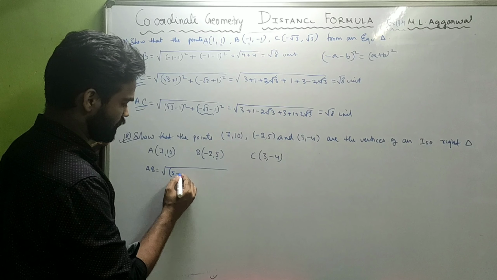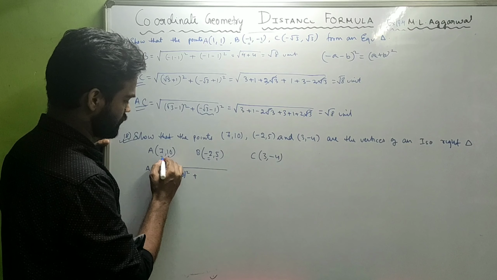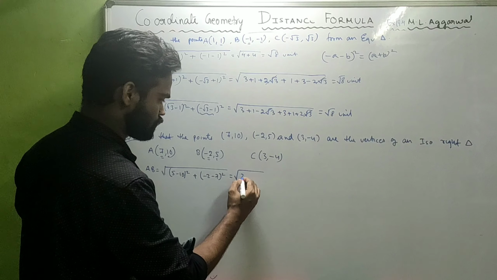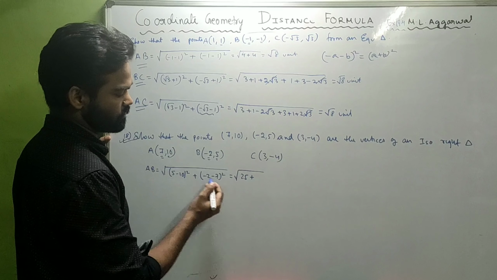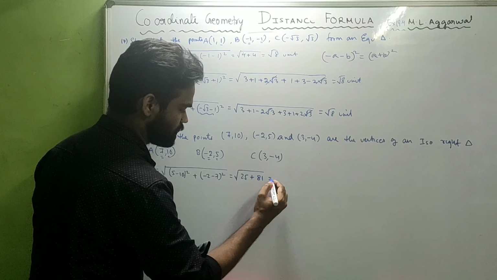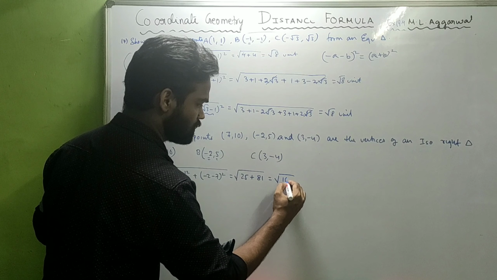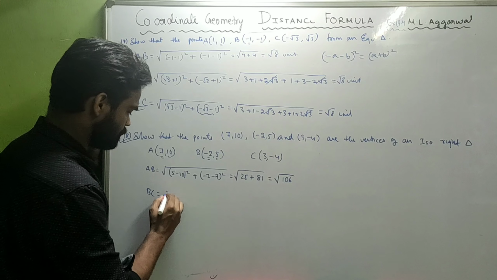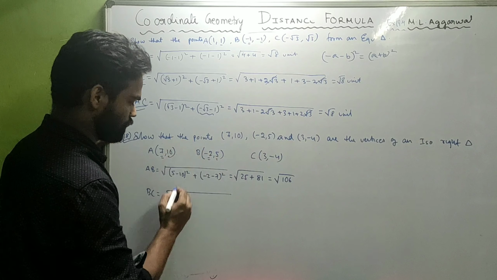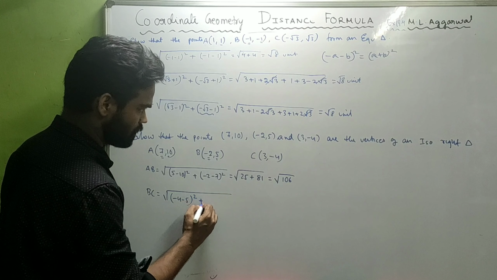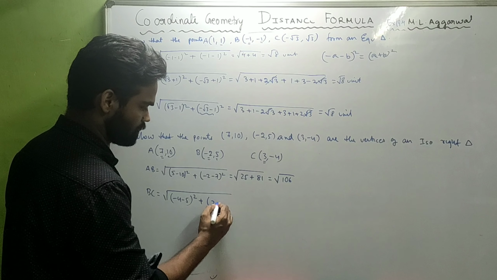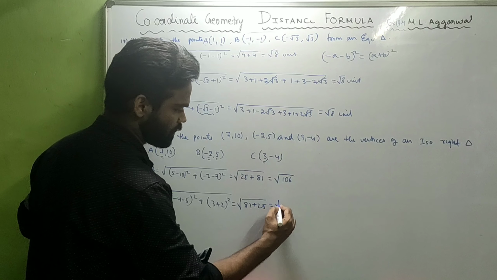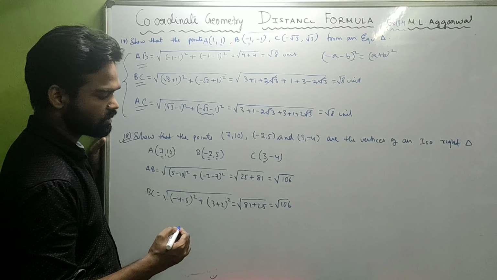y2 minus y1, that's (5 minus 10) whole square plus (x2 minus x1, that's minus 2 minus 7) whole square. That's how much? That's minus 5 square, that's 25, plus this is 81, isn't it? So that's root of 106. Am I clear? Find BC. BC is (y2 minus y1, that's minus 4 minus 5) whole square plus (x2 minus of minus 2) whole square. That's again 81 plus 25, that's root of 106.